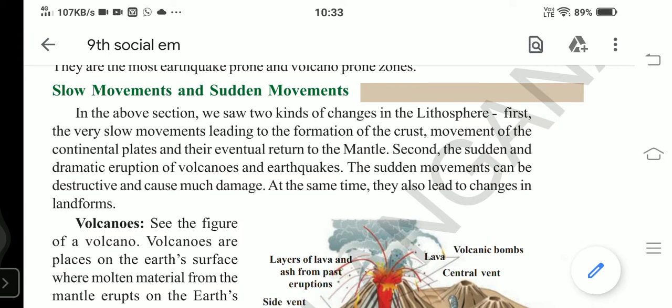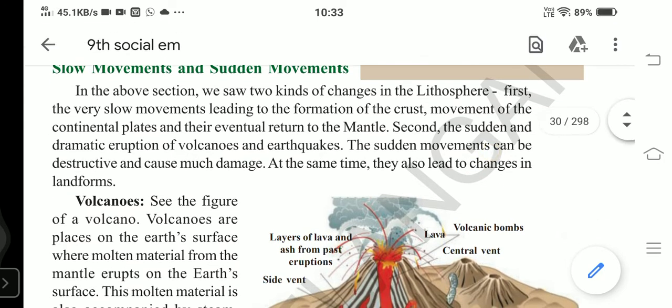And another movement is the sudden movement. The sudden movement leads to eruption of volcanoes and earthquakes. The sudden movements can be destructive and cause much damage. That is what leads to forming earthquakes.